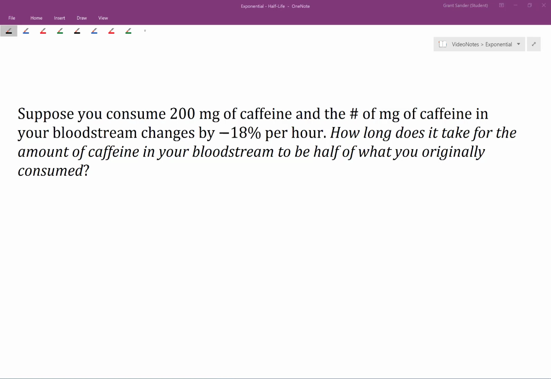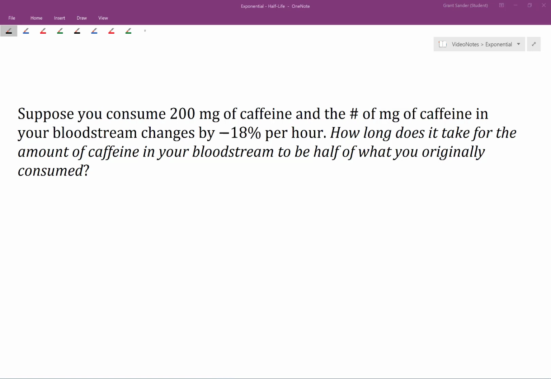In this video, we will look at the idea of half-life. Whenever we have exponential decay, or an exponential function with a growth factor less than 1, then the output of this function will cut in half over some interval of the input.